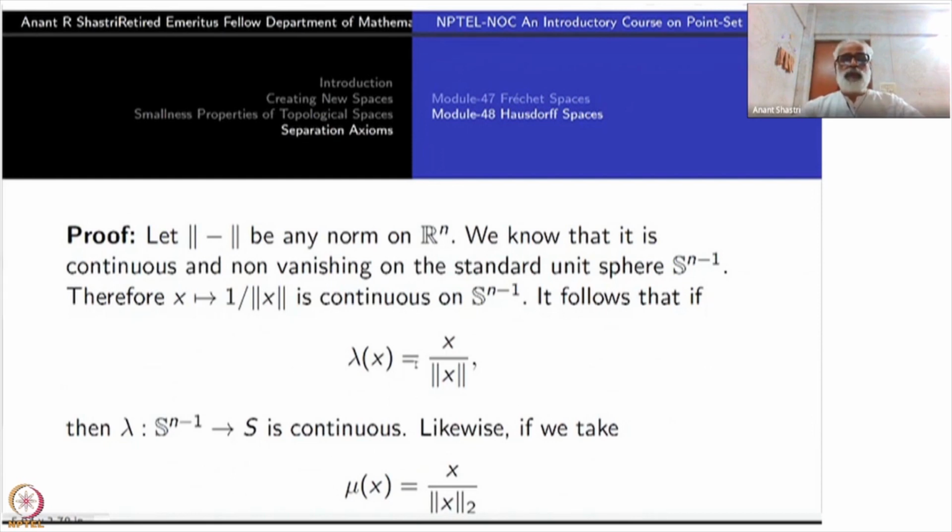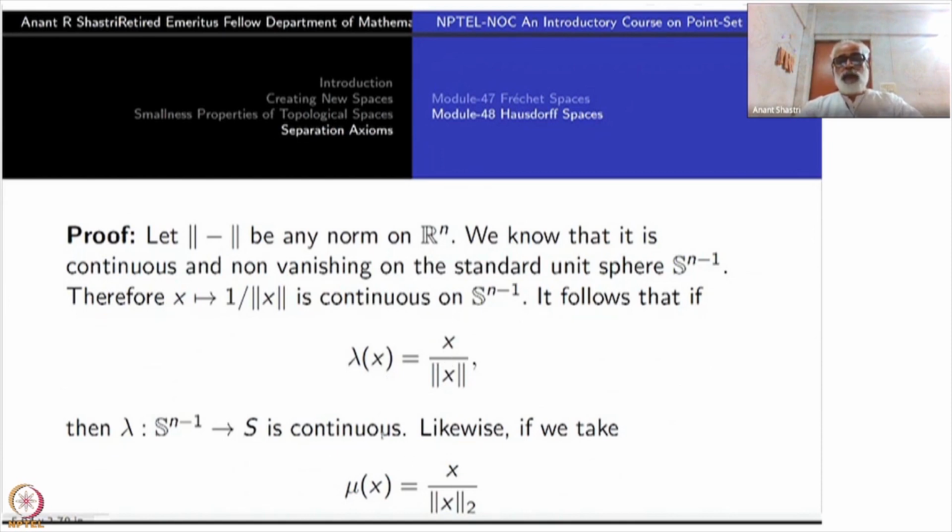So it follows that if I put lambda of x equal to x by norm x, then this lambda from Sn minus 1 to S is continuous. You have to be careful here. This is the new norm. Sn minus 1 is with the standard norm, the L2 norm. L2 norm being 1 doesn't mean that this norm is 1. So I have to divide by this so that I get into this capital S here. So x going to x is continuous, 1 by norm x is continuous, and the product will be continuous.